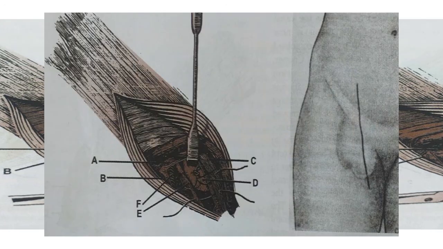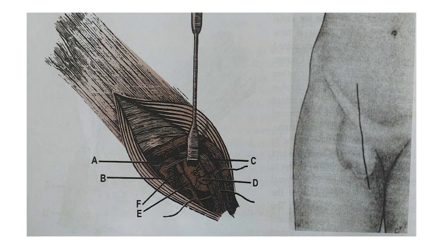Now the next image shows the last stage of Lotheissen's operation. The neck of the sac is ligated. Stitches are passed through the conjoint tendon and pectineal ligament for closure. A showing the transversalis fascia, B the inguinal ligament, C conjoint tendon, D peritoneum with the stump of the sac, E pectineal ligament, and F femoral vein. And the side image shows the best incision for strangulated femoral hernia, which gives simultaneous exposure of the neck and the fundus of the sac.